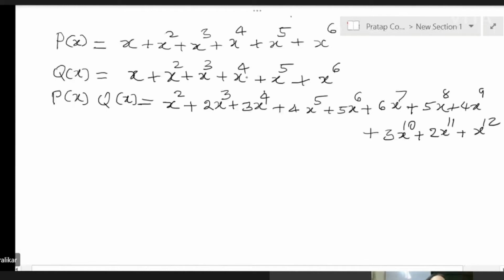Because when you have the product Px into Qx, you are multiplying x by x square, x by x cube, x by x4, and the indices are getting summed up. So how many times does x raised to 5 appear? x into x raised to 4, x square into x raised to 3, x raised to 3 into x square, and x raised to 4 into x. So this is how you get the sum 1 plus 4, 2 plus 3, 3 plus 2, and 4 plus 1. So do you see now the equivalence that I am talking of?